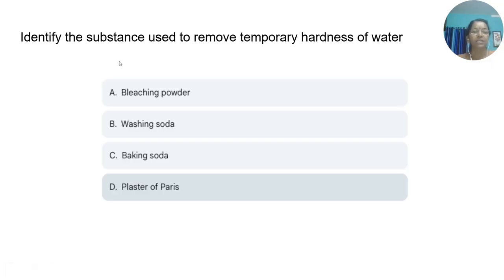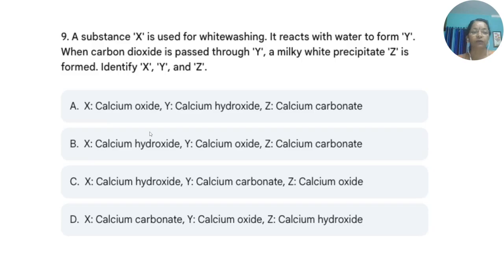Next question, identify the substance used to remove the temporary hardness of water. We learned the answer is washing soda, to remove the temporary hardness of water.